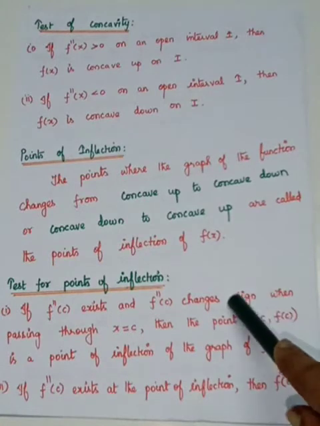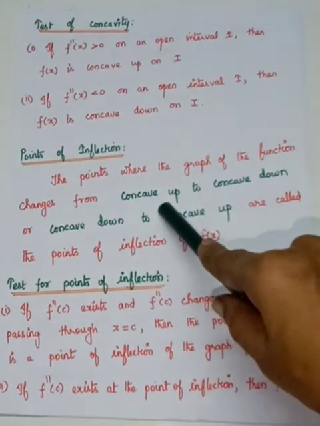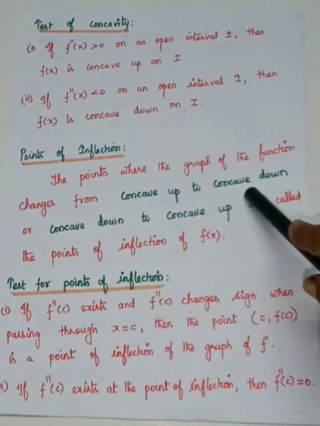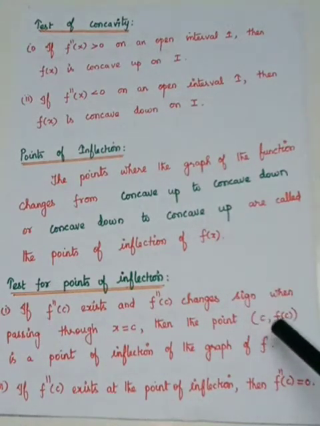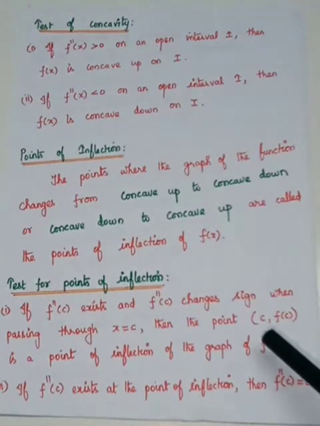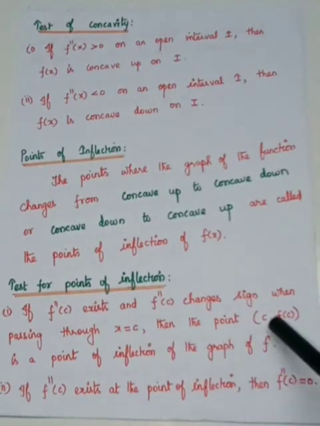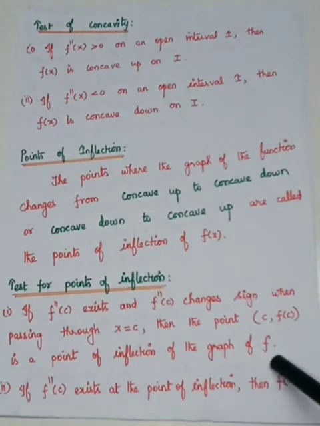Here we are mentioning change. Why? Concave upward means the second derivative is positive. Concave downward means the second derivative is negative. So it changes sign from positive to negative or negative to positive when passing through x equal to c. Then the point c comma f of c is a point of inflection. So the second derivative exists, and before and after the point the second derivative sign changes, that point is called the point of inflection.